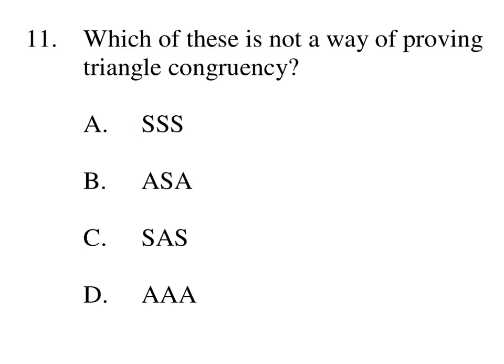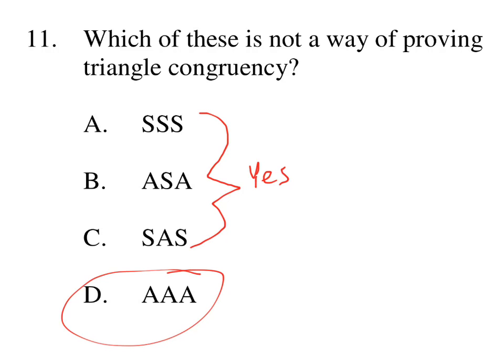11, which of these is not a way of proving triangle congruency? Well, these are the ones that we use. We spent a couple weeks on all this stuff. These ones, yes, prove congruence. This one is a no, and that one's the one that we exclude.